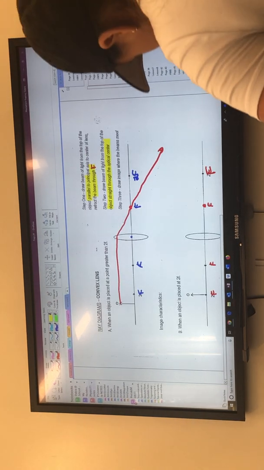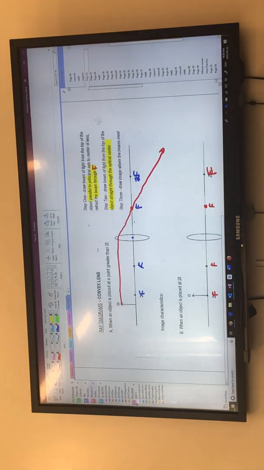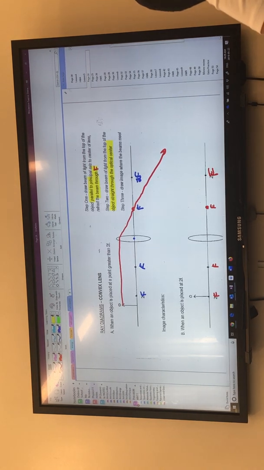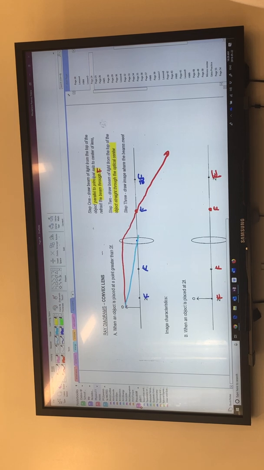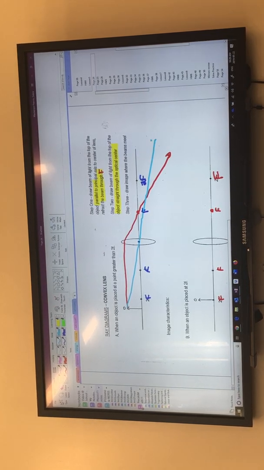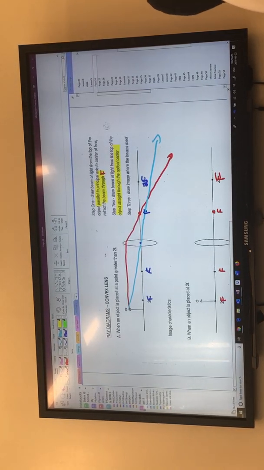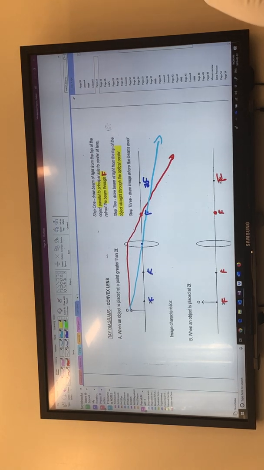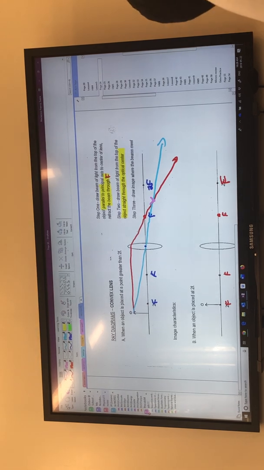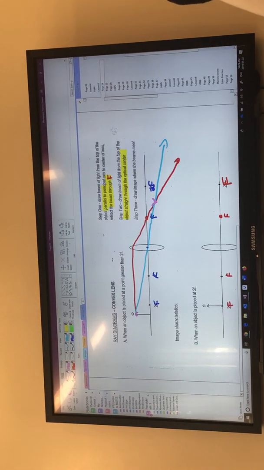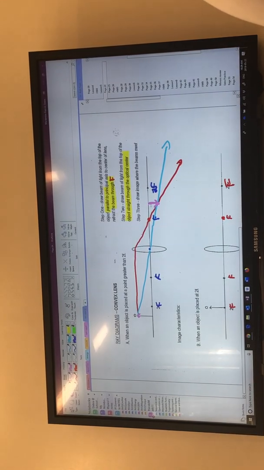And now the other one goes straight through the middle. So let's see if I can do that one. Okay, straight through the middle. And now where these two cross, right here where they cross, is the top of my image, just like the top was here. And so it's going to be there.